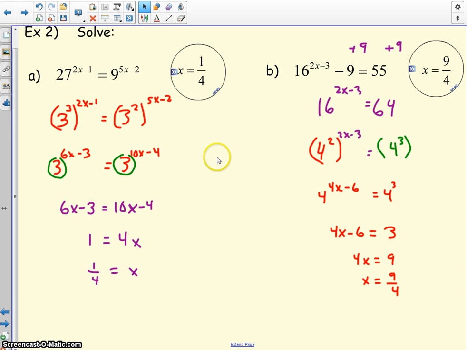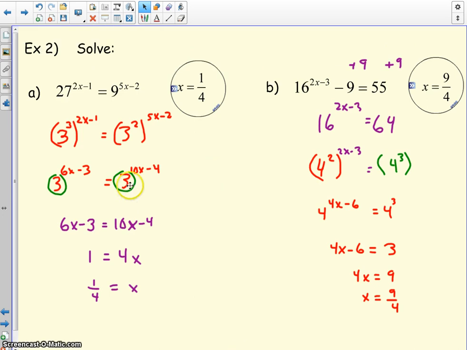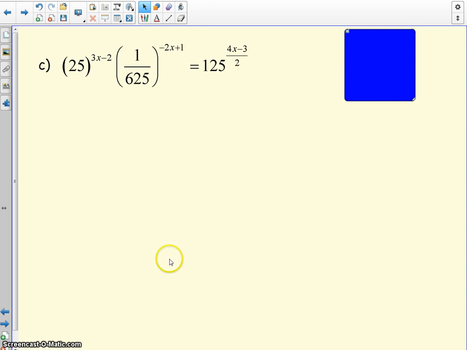Okay, so that's looking at a few different of the more basic types of exponential equations you might have to solve. We'll take a look at a few more complicated ones, such as this one, in part 2 of the video.